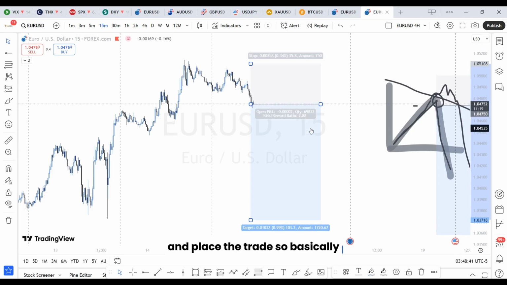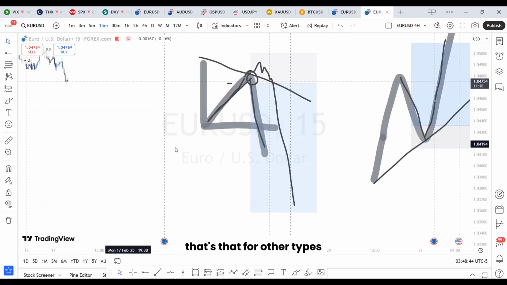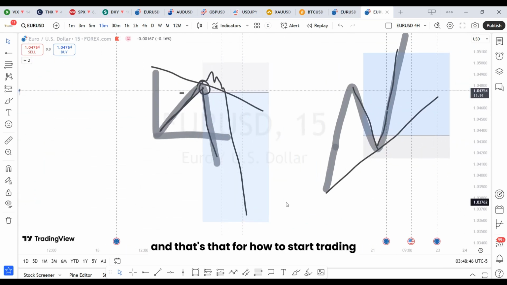So basically that's that for order types, and that's that for how to start trading. You need to understand the order you're taking. You need to first of all understand the direction you feel the market is going before you now say, okay, it is at this point I want to join them to take the entry.